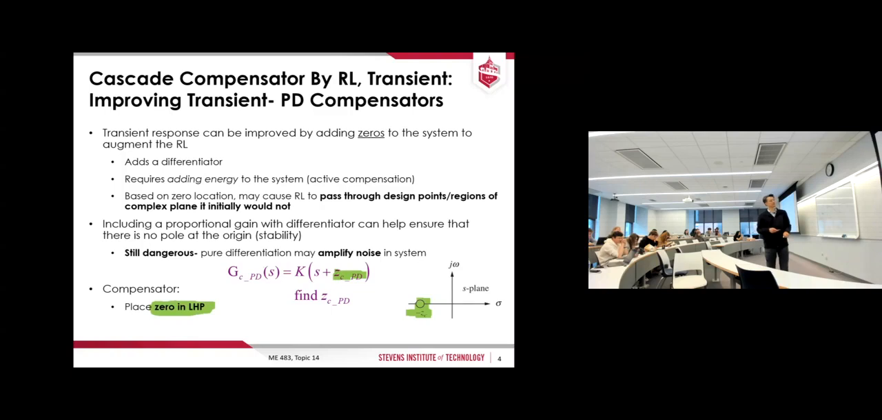All right, PD. So that's PD. P, K, and this S plus Z. So we have to add a zero somewhere. And you have to find this location. Okay? And the method is slightly different from that of the PI controller.